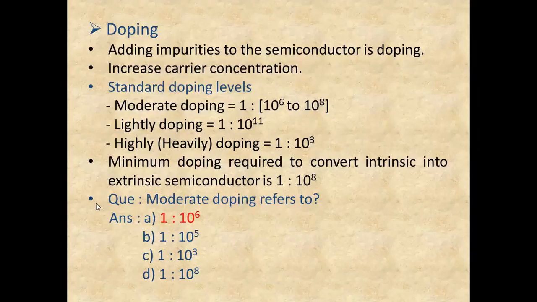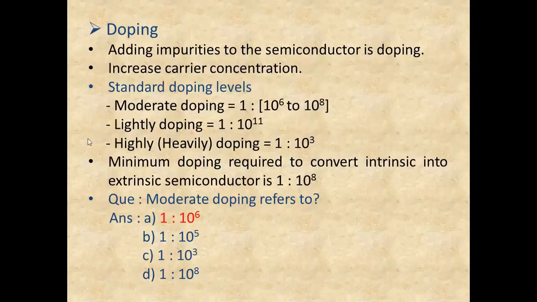Remember that the minimum doping required to convert intrinsic semiconductor to extrinsic semiconductor is 1 in 10 to the power 8. It's a minimum requirement, otherwise the intrinsic won't get converted into your extrinsic semiconductor. It will remain intrinsic semiconductor. When intrinsic semiconductor is only slightly doped, or doesn't reach the minimum criteria, it will remain intrinsic. It won't get converted into extrinsic semiconductor.